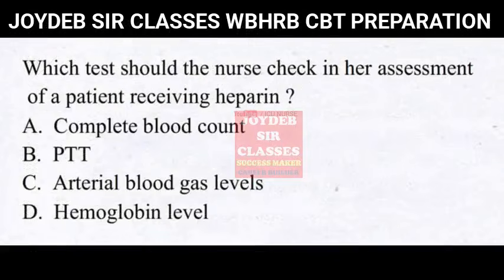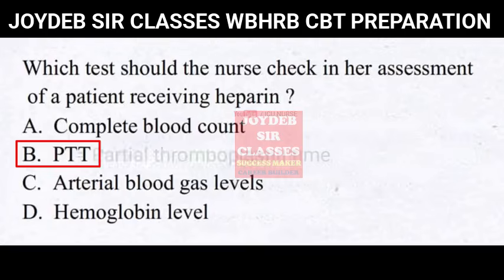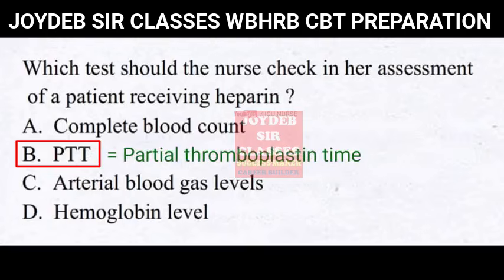Which test should the nurse check in her assessment of a patient receiving heparin? A. Complete blood count. B. PTT. C. Arterial blood gas levels. D. Hemoglobin level. And the correct answer is B. PTT. PTT stands for partial thromboplastin time.